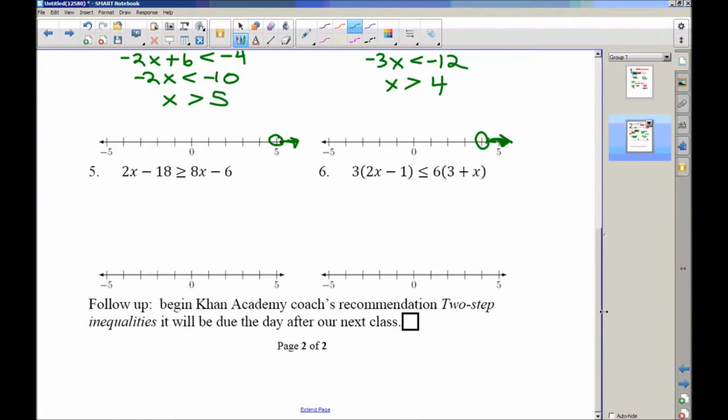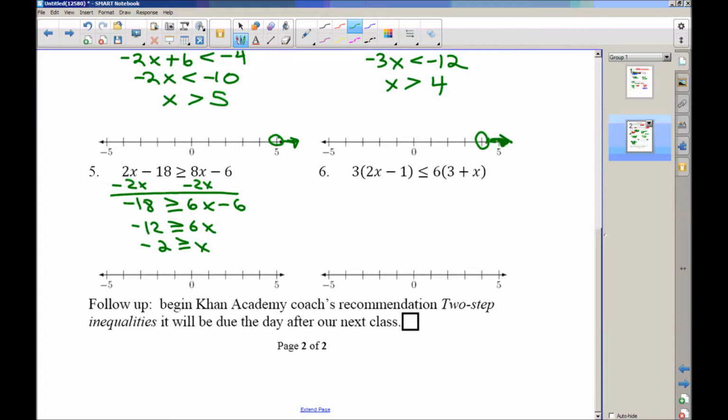Now our last two questions here. We get all the x's on the same side first, so I'll do minus 2x. I like to keep my x's positive if I can. So this is negative 18 greater than 6x minus 6. And then I'll add 6 to both sides. This will give me negative 12 is greater than 6x. And then I'm going to divide through by 6. So this will give me negative 2.